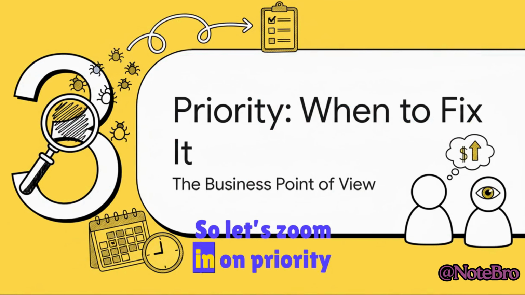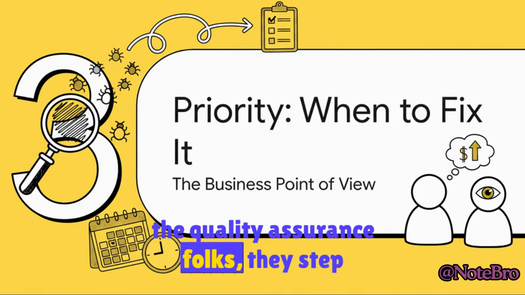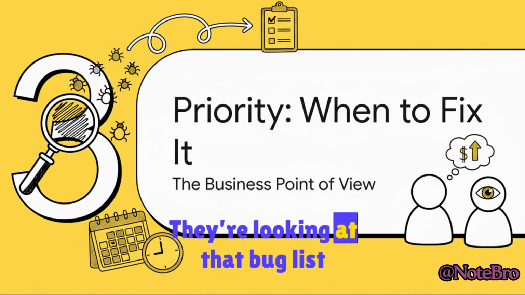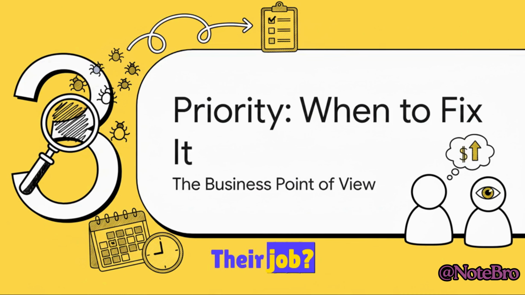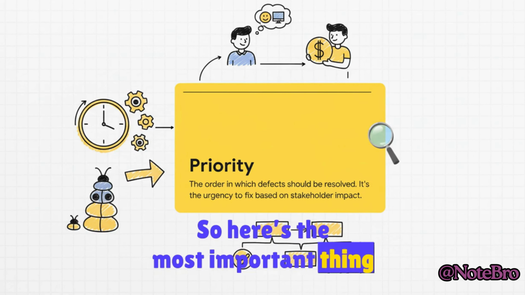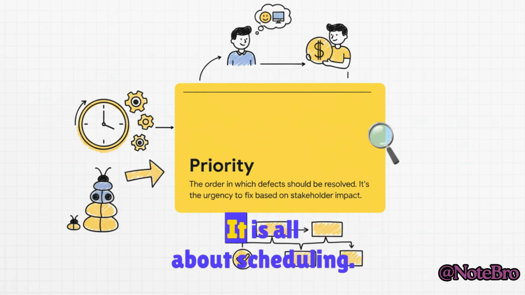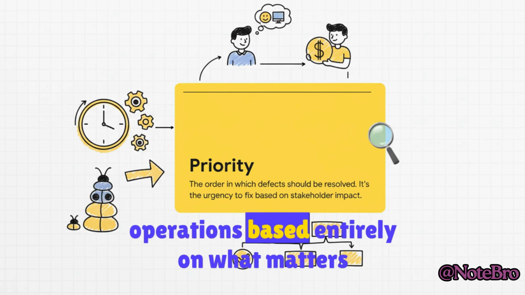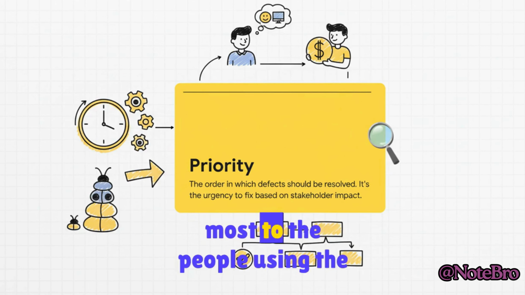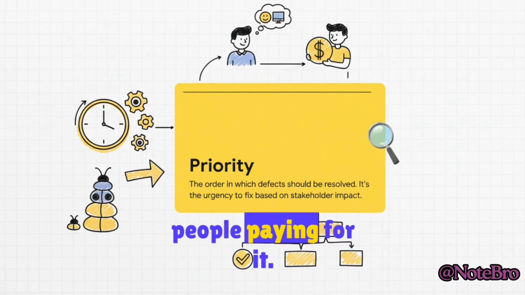So let's zoom in on priority first. This is where the QA team, the quality assurance folks, step in. They're looking at that bug list through the eyes of the customer, through the eyes of the business. Their job is to figure out the schedule. So here's the most important thing to get about priority. It is a measure of urgency. It is all about scheduling. It tells you the order of operations based entirely on what matters most to the people using the software and, let's be honest, the people paying for it.